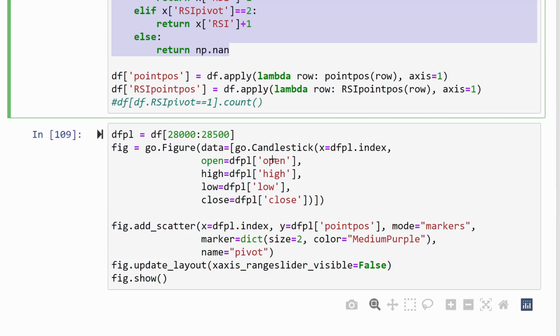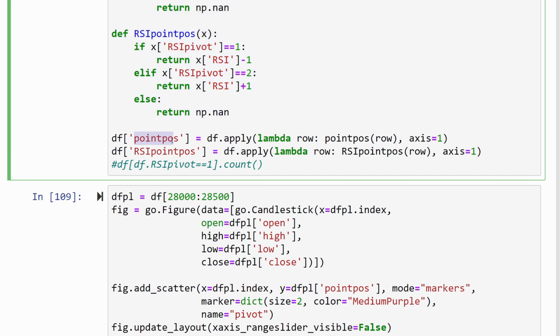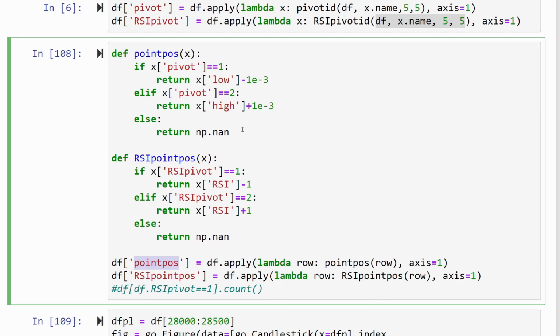In order to do so, I will define these point positions, what's called point positions in my data frame. I'm applying these two functions. So these functions work as follows. The first one is point position X. It's provided a row or an index. It's going to look for the pivot column. If it's equal to 1, we're going to position the point below the lowest value of the candle. So if we have a pivot 1, meaning we have a pivot low, in other words, this candle is the lowest among its neighbors, then I'm going to put a point at the position of the low minus something like 1 exponent minus 3, for example.